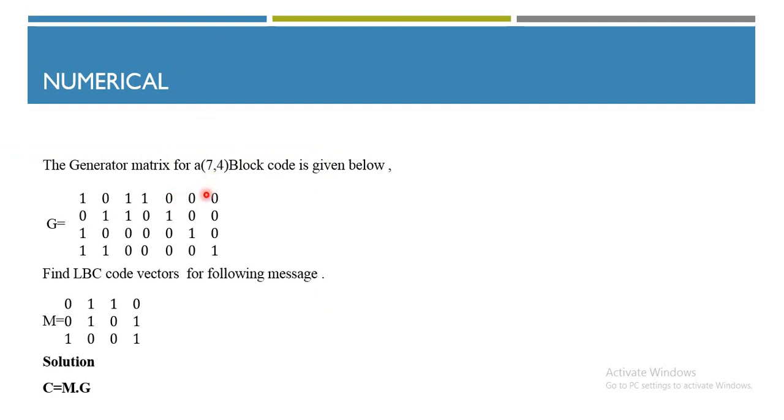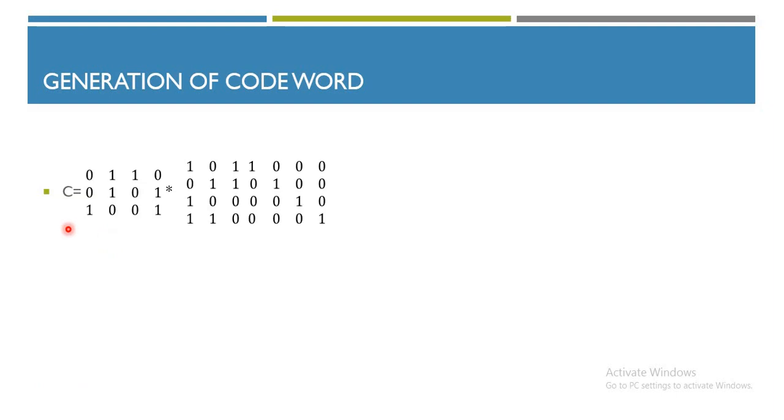Here a generator matrix for a 7x4 block code is given below. So the generator matrix is given to us and they ask us to find out the code vector for the message signal. M is given to us, and the generator matrix is given to us. Now what is the solution? The formula for finding the code word C is C equals M into G. We take the matrix multiplication of M with G, and after solving this we get the respective code word. In this way we solve the numerical using an LBC.